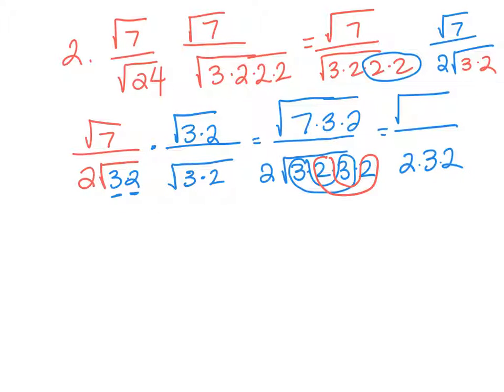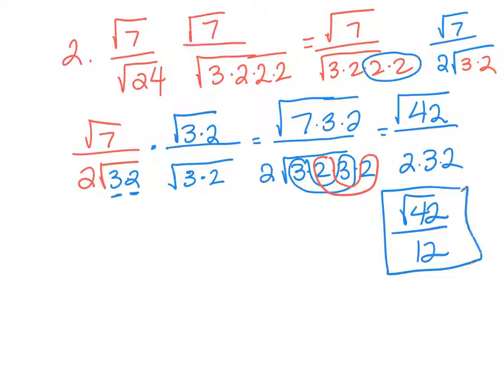So 7 times 3 is 21, and 21 times 2 is 42. And on the bottom, I have 2 times 3 is 6, and 6 times 2 is 12. So my final answer is square root of 42 over 12. Cannot have a radical in the denominator, and we don't, and we're done.